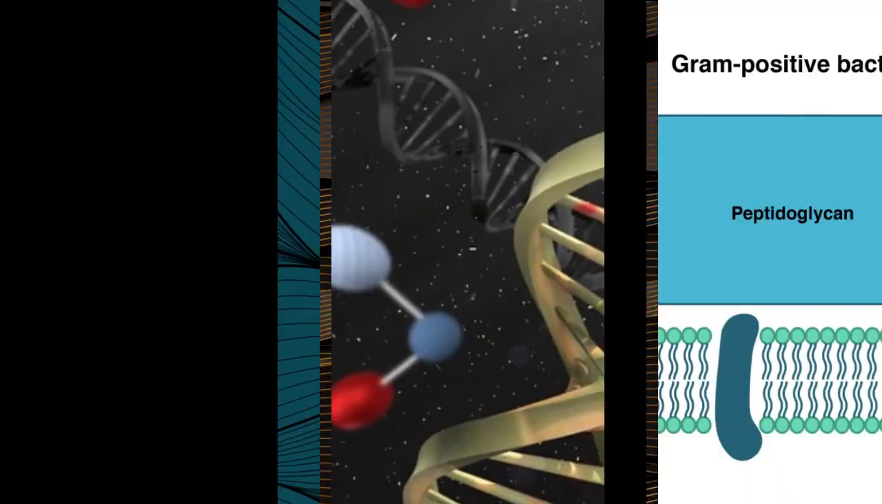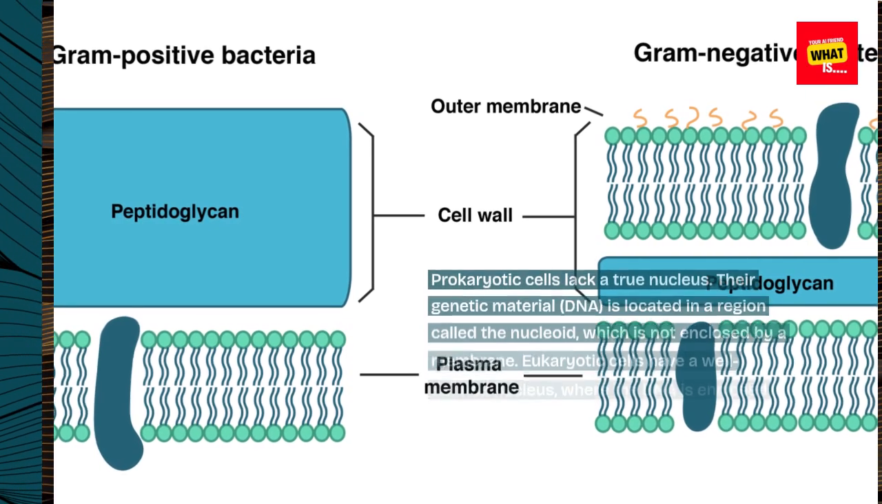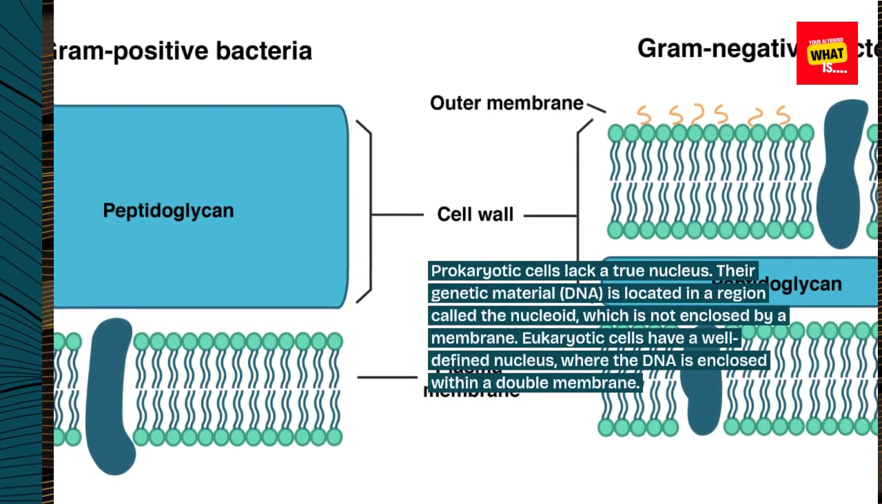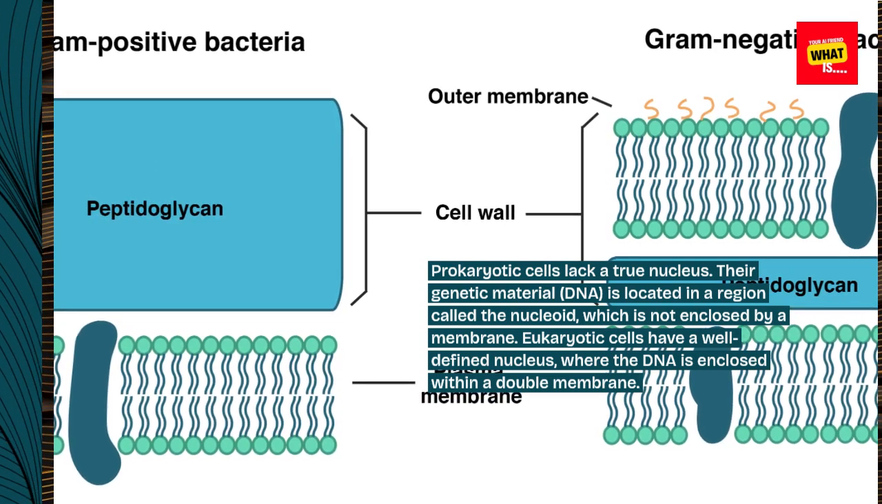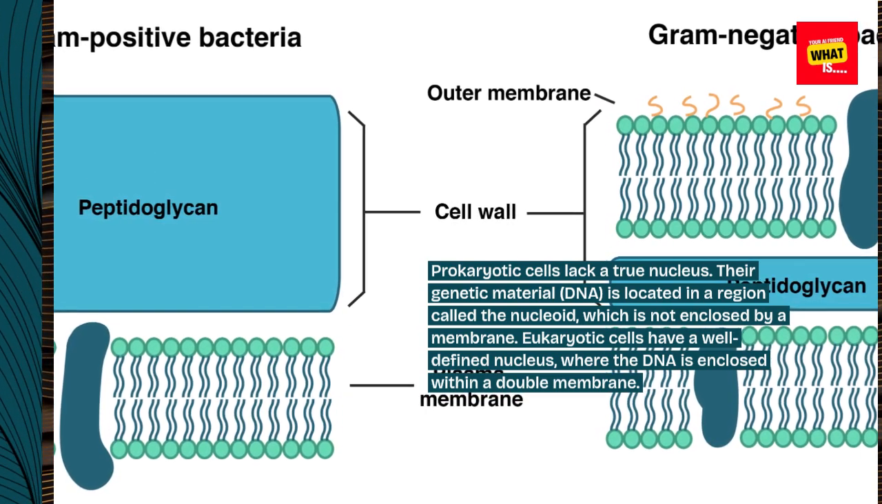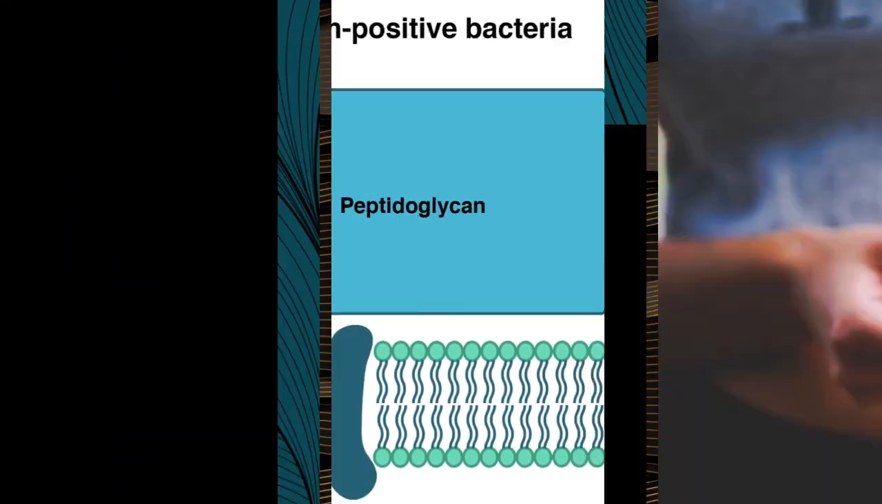2. Nucleus. Prokaryotic cells lack a true nucleus. Their genetic material, DNA, is located in a region called the nucleoid, which is not enclosed by a membrane. Eukaryotic cells have a well-defined nucleus, where the DNA is enclosed within a double membrane.